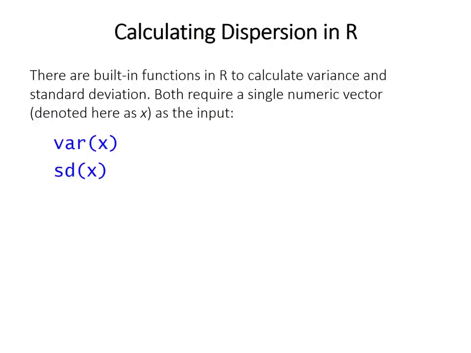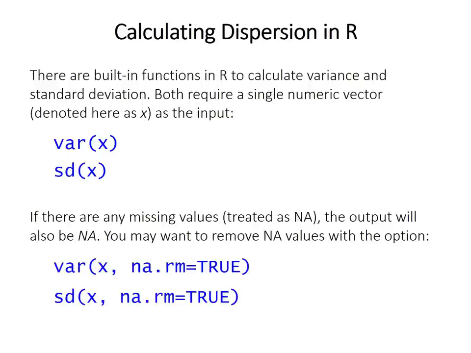So R has built-in functions to calculate both variance, var, and standard deviation, sd. Like the mean and median functions from the previous video, these both require a single numeric vector, a single set of numbers, as the input. Like I mentioned with the mean, these both treat NA values, missing data, as NA. And so you'll run into this problem where if there are missing values, the result of the function will also be NA. So you might want to remove those NA values using this na.rm equals TRUE option that's built into either function.